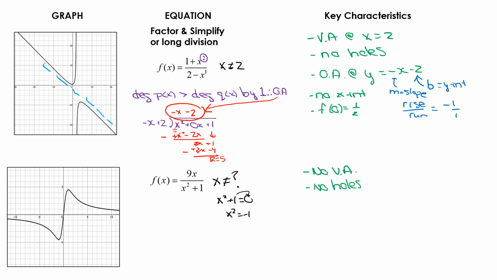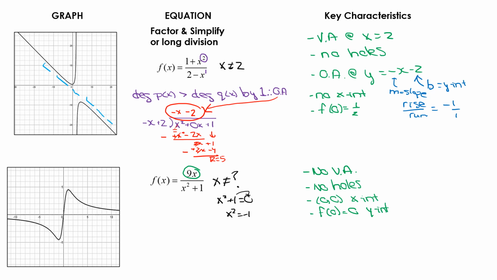What about x-intercept? X-intercept, remember, comes from the numerator. You can see it from the graph there, (0, 0) is our x-intercept. And the y-intercept is going to be the same: f at 0 is 0, so (0, 0) is the y-intercept. We get that from the equation too. What else have we got?